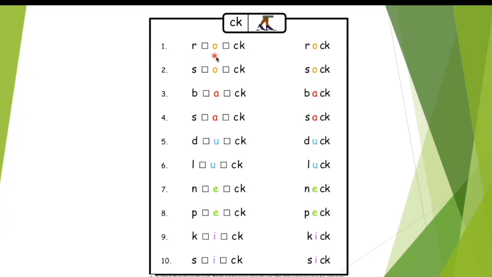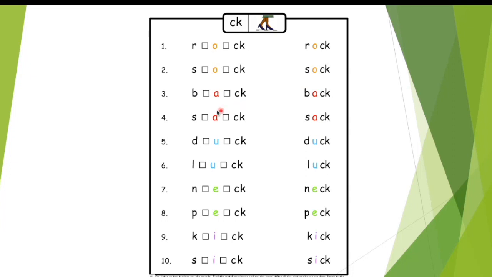R, O, K. Rock. Rock. So what's the word? Rock. Next one. S-O-K. Sock. Now you can hear the word. Sock. Okay. Let's move on to the next word.